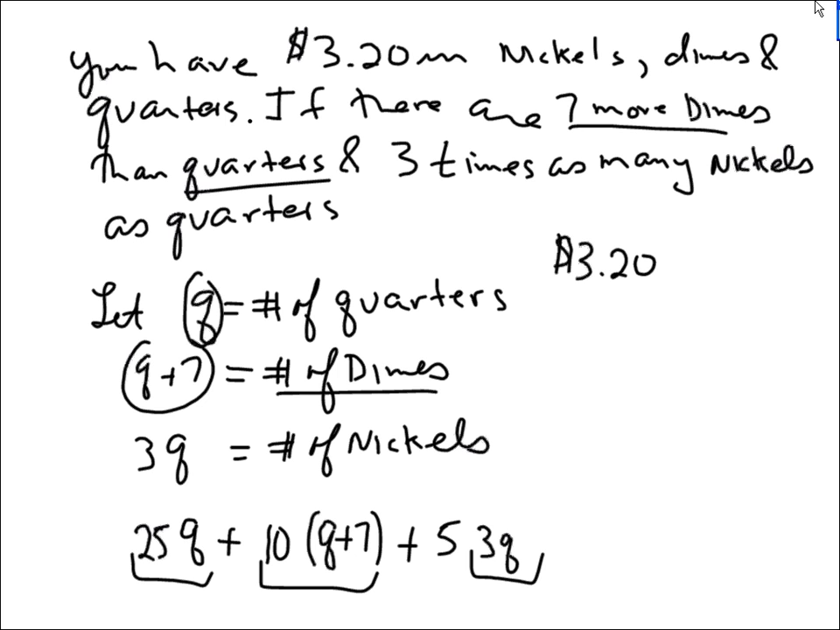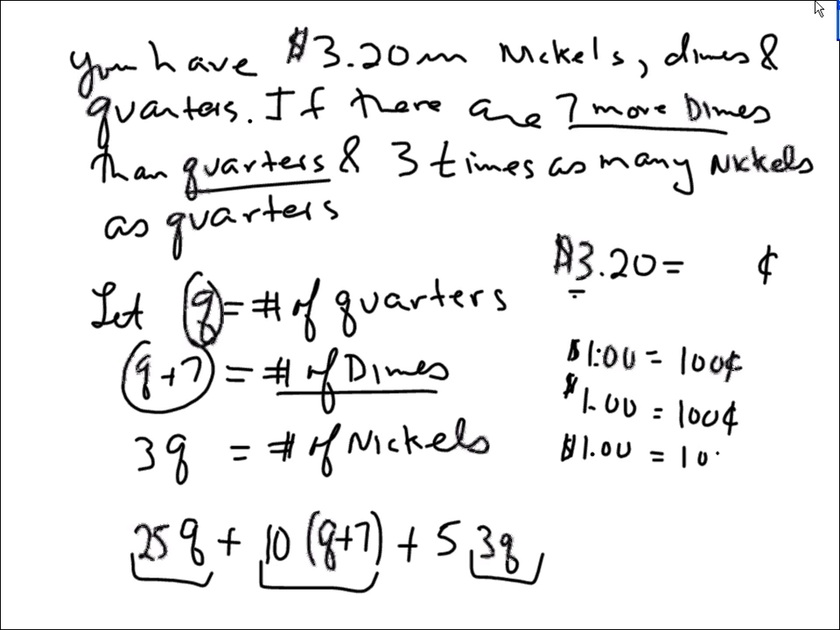$3.20 is not in cents. How many cents is that? Well, $1, that's 100 cents. A second dollar, that's 100 cents. We have $3. A third dollar, that's 100 cents. And $0.20, well, that's 20 cents.